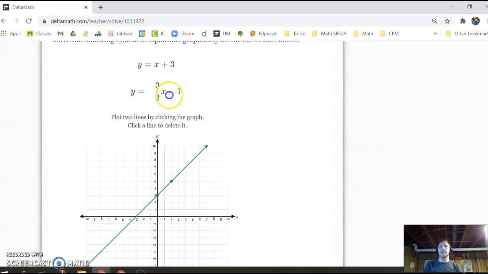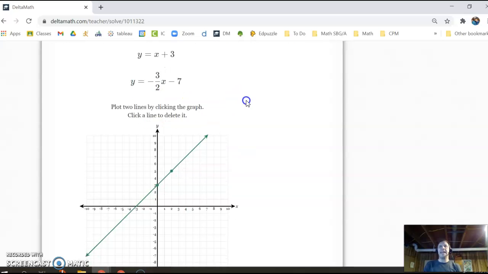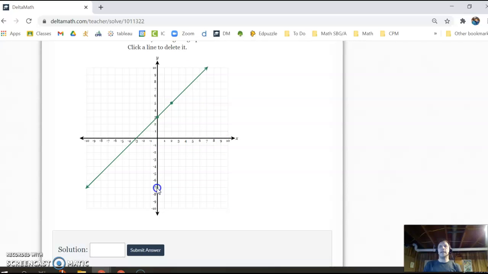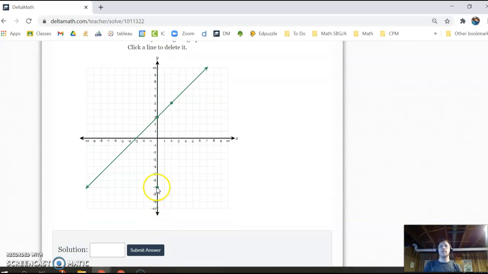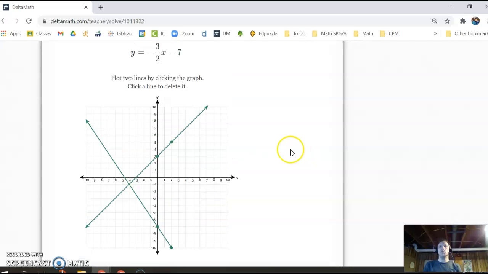The second line then has a y-intercept of negative 7. So you go down to negative 7, and look at the slope. It says negative 3 over 2. So if you remember, that means we start at our y-intercept, go down 3, right 2. And you have these 2 points.